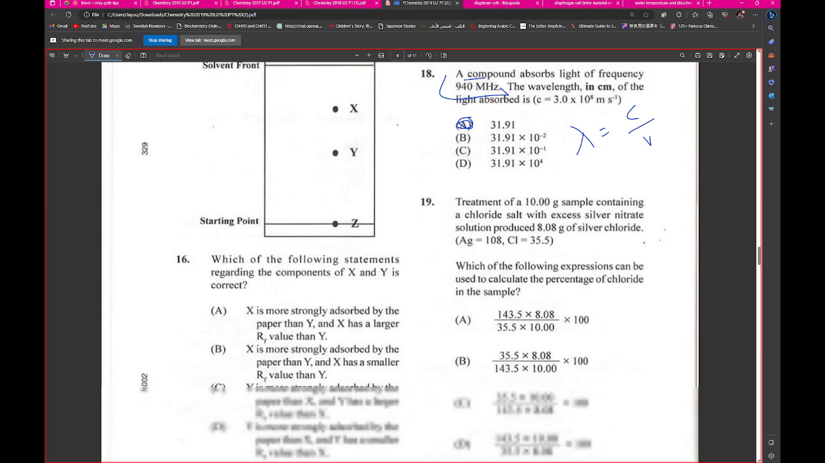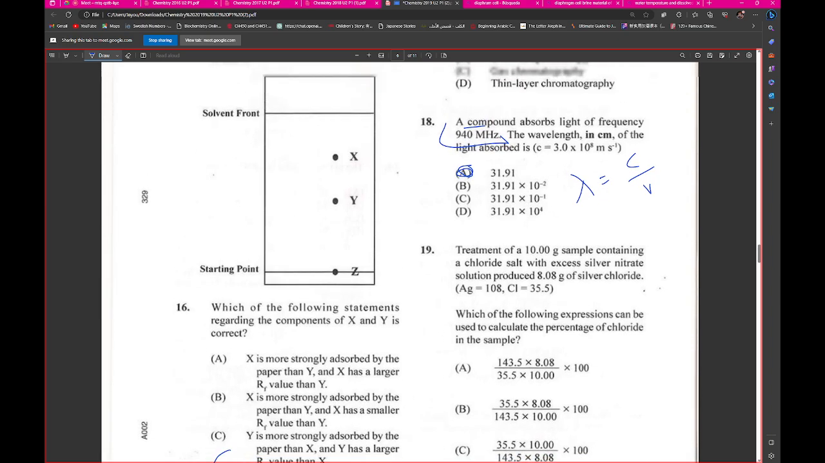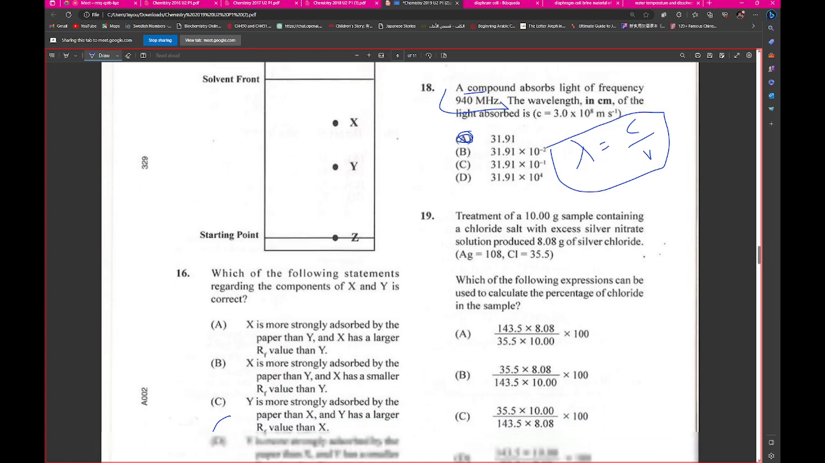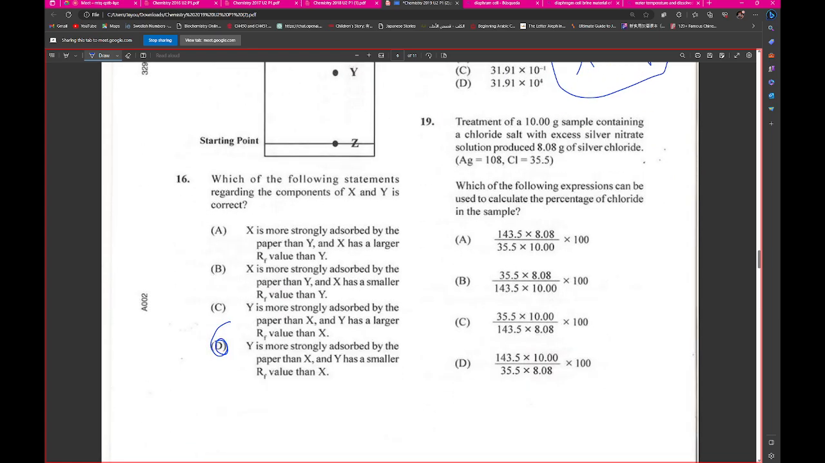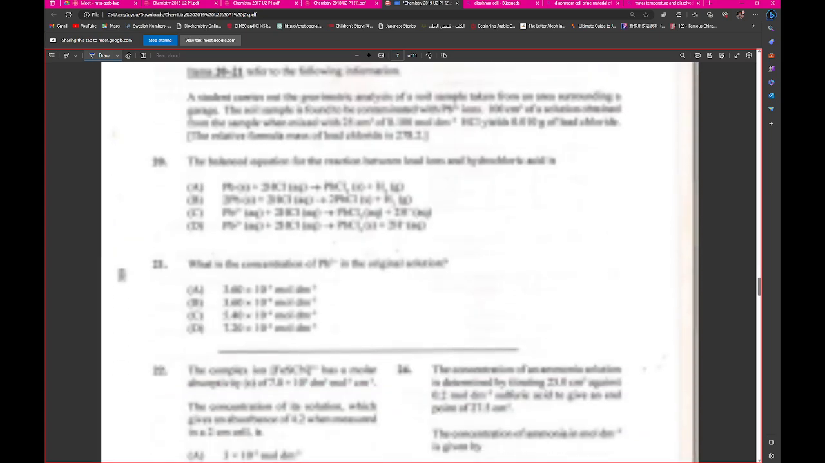Everybody fine though? Remember, on the paper you should be able to convert megahertz because mega means a million. So you just need to convert it back to hertz. All right. The treatment. Okay, we saw this as well. This answer is B.